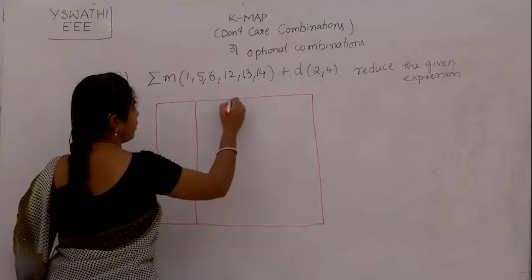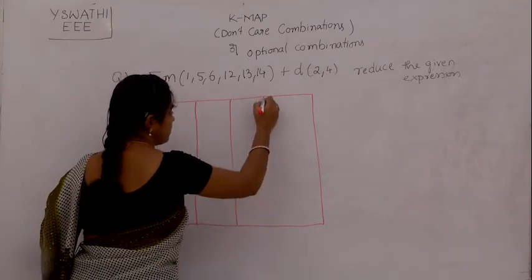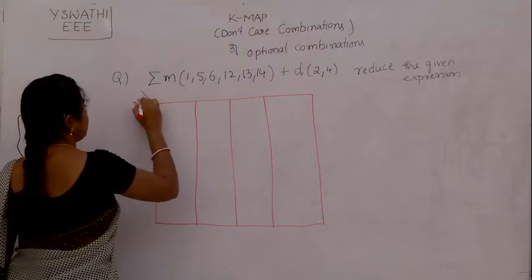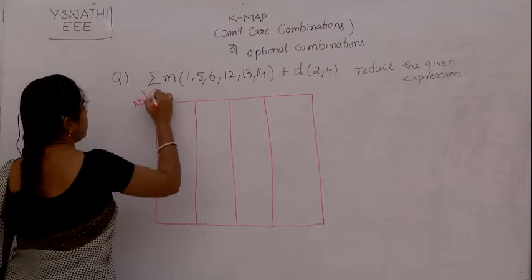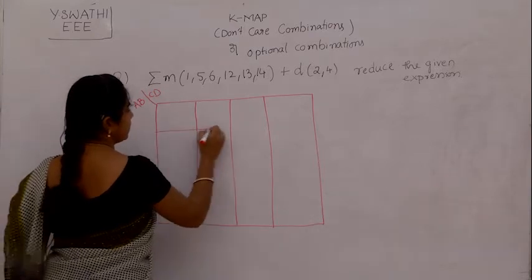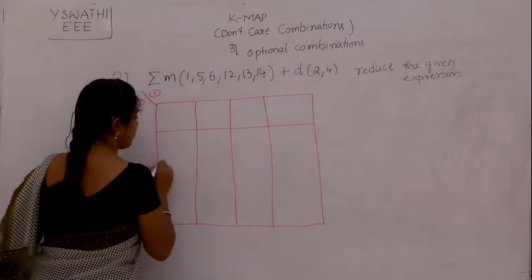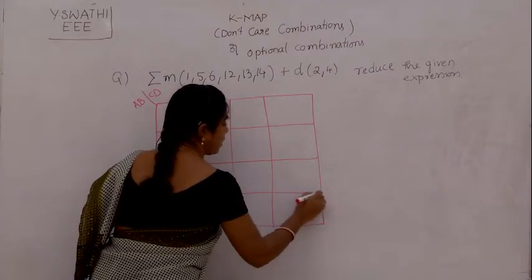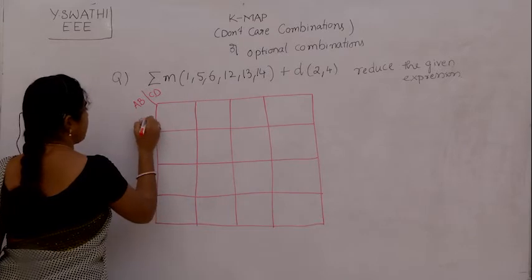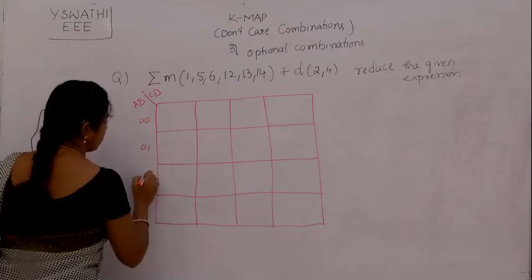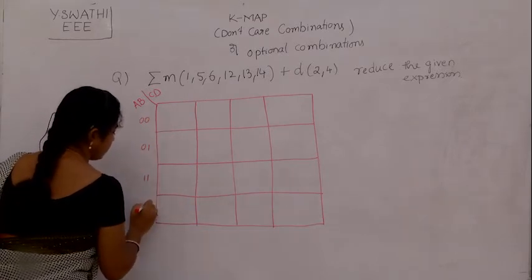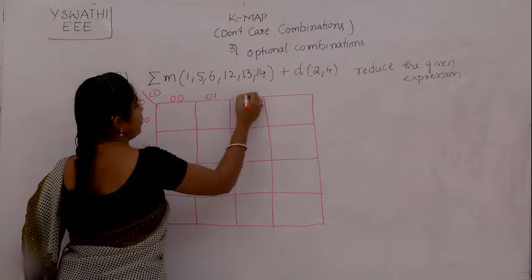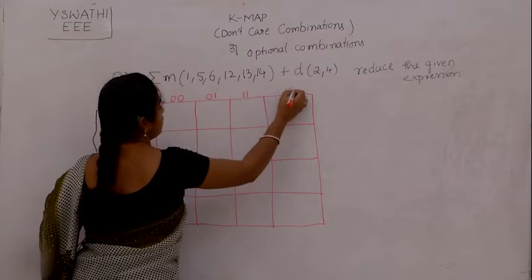In a 4 variable K-map we have 16 cells, and let's take the 4 variables as A, B, C, D. We will represent the minterm combination directly, as we are acquainted with some of the problems. 00, 01, 11 and 10.